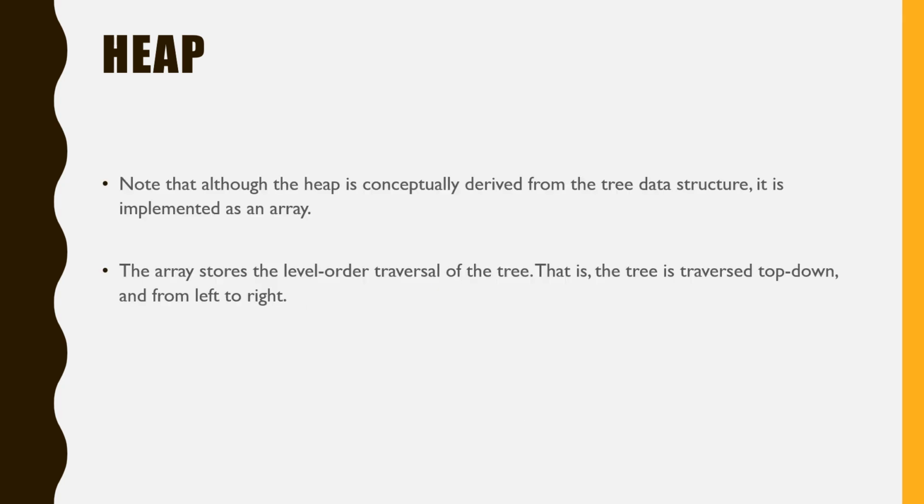After understanding its theoretical structure, let's discuss the implementation of a heap. Although the heap is conceptually presented as a tree, it is actually implemented using an array. This is possible because the heap is a complete tree. In this implementation, the array represents the level order traversal of the tree. This means that the tree is traversed level by level from left to right, and the values are stored in the array in the same order.